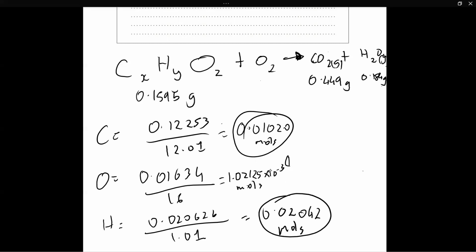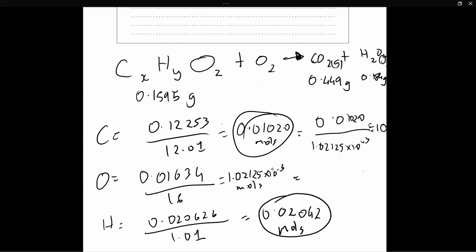So let's do that. We do 0.01020 divided by 1.02125 times 10 to the negative 3, and we get the answer as approximately 10. If you put this into the calculator, you'll get something like 9.998 or something close to 10. But we round it because obviously you can't have 9.98 carbons, right? That doesn't make any sense.